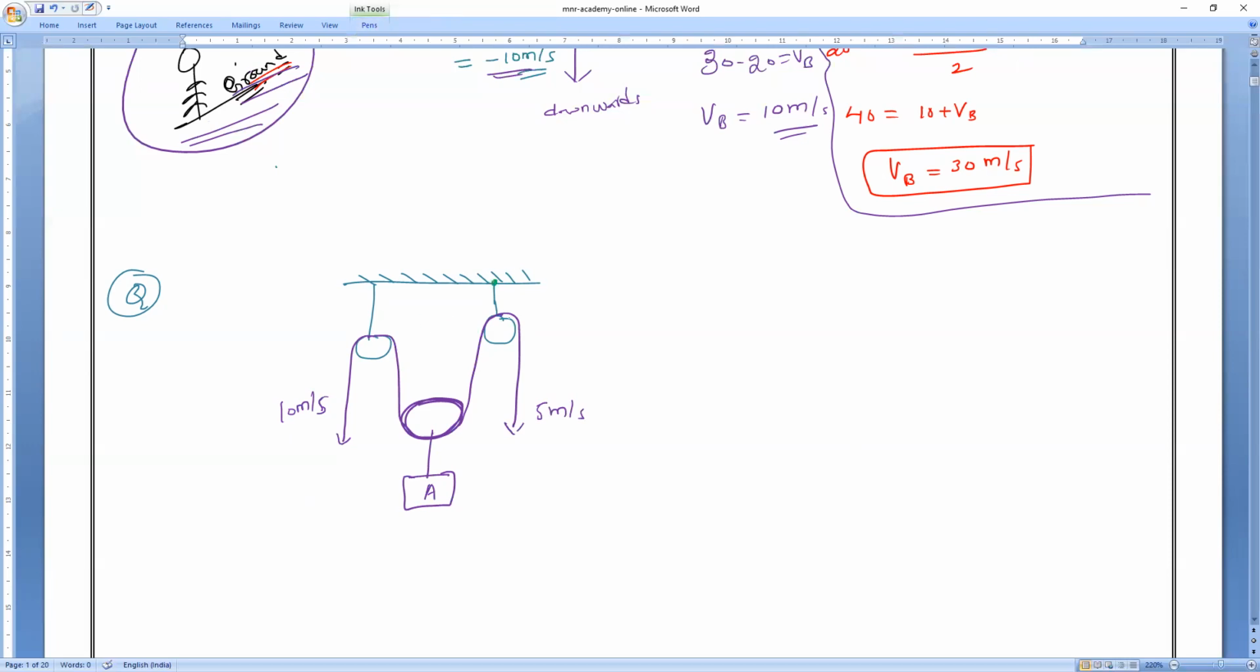Everybody, this pulley is what? Fixed pulley or movable pulley? It is a fixed pulley. This pulley is also a fixed pulley. At the fixed end, the velocity of the pulley is how much? Zero. Here also zero. But this pulley is what? Movable pulley. So if it is a movable pulley, we all know that.